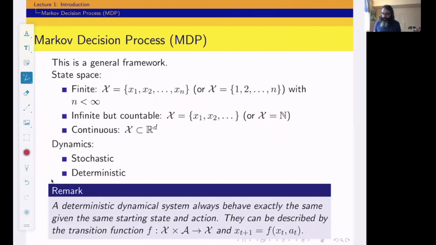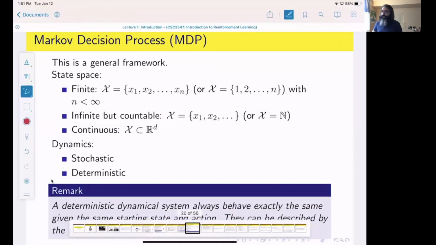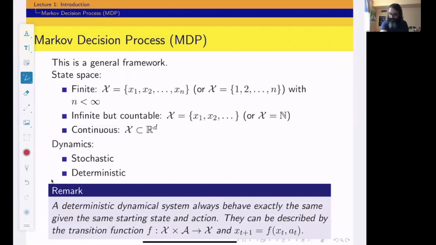Okay, so about the MDP. It's a general framework because it gives us flexibility in the choice of, for example, state space. State space can be finite, so X can be X1, X2 to Xn, with n being a finite number. Or it can be infinite but countable, like X being the natural numbers. Or it can be continuous, and by continuous, I mean a subset of the real line or Euclidean space.